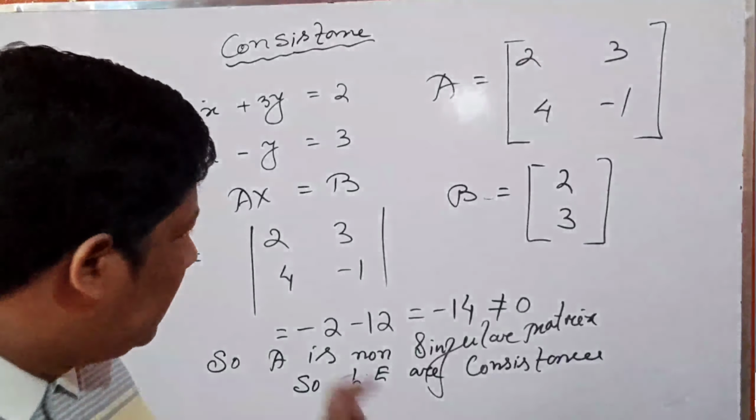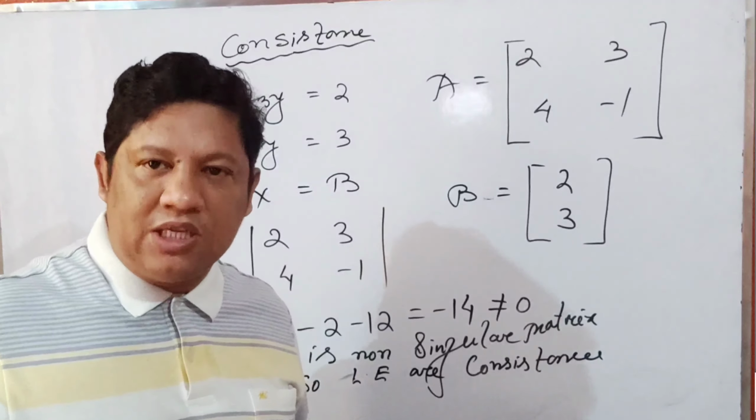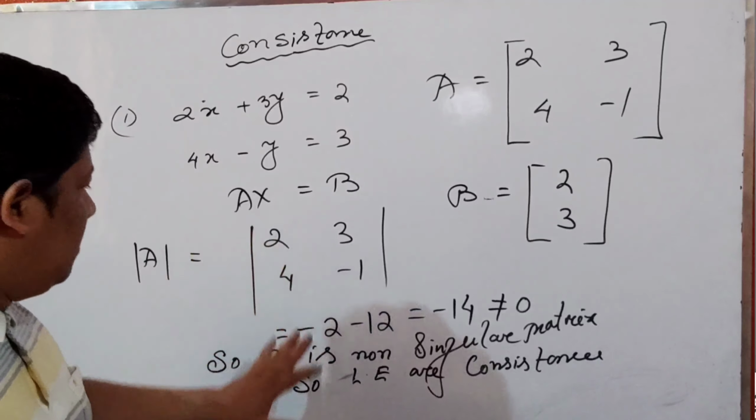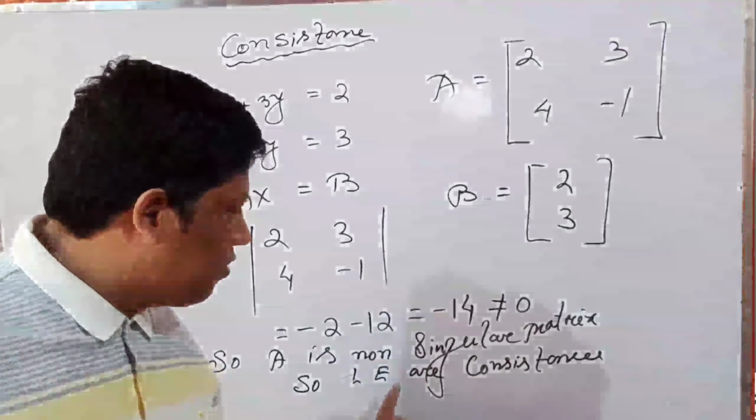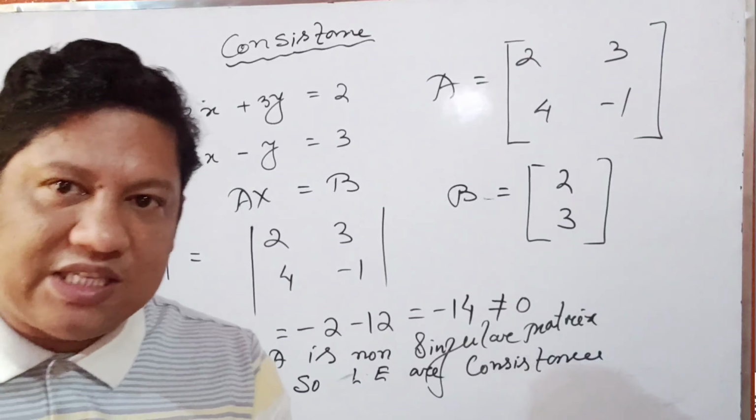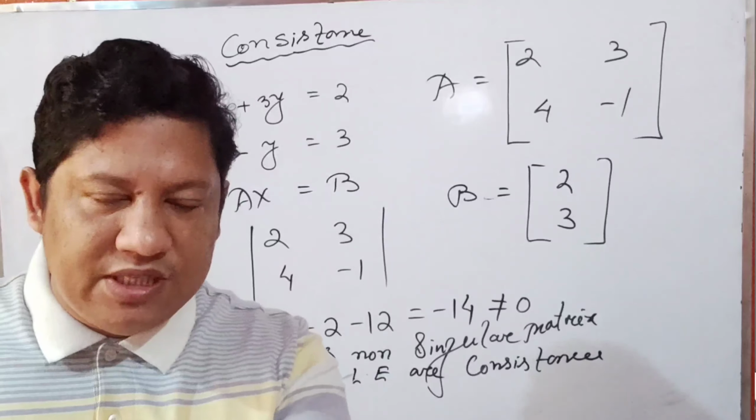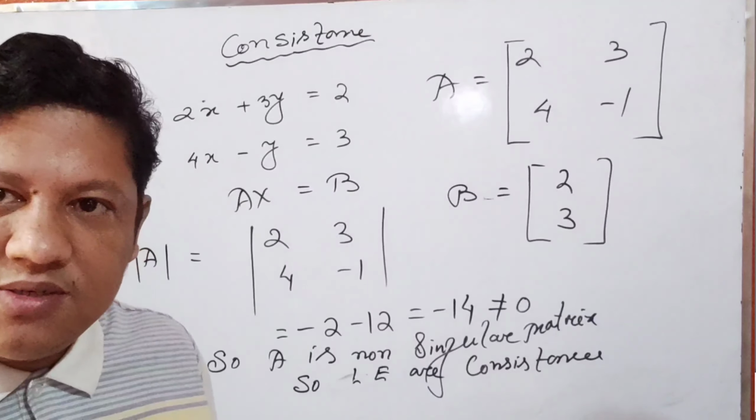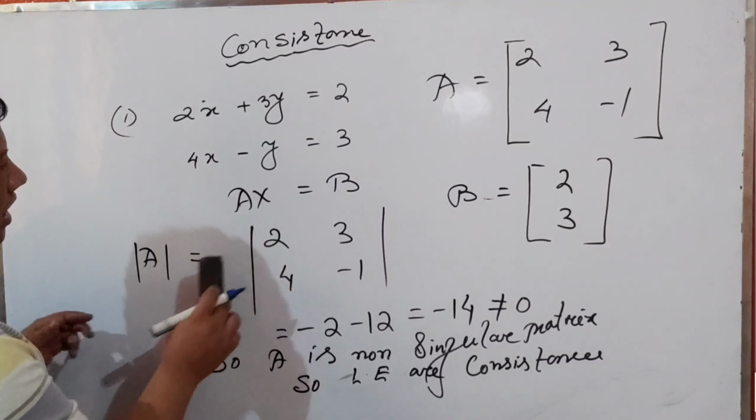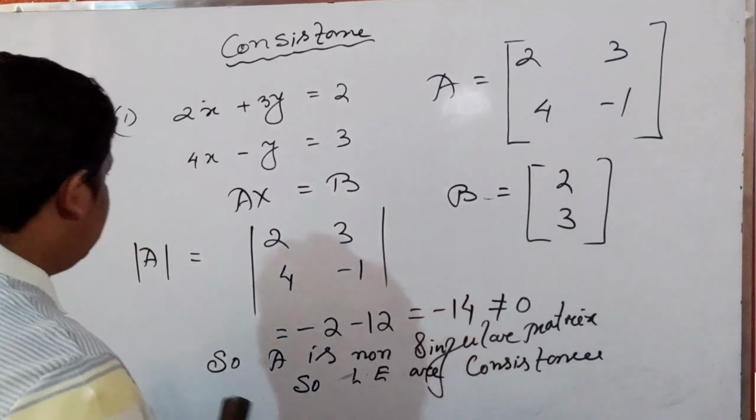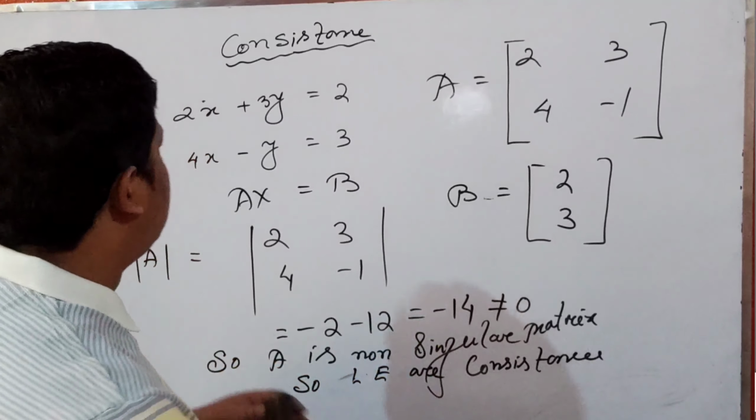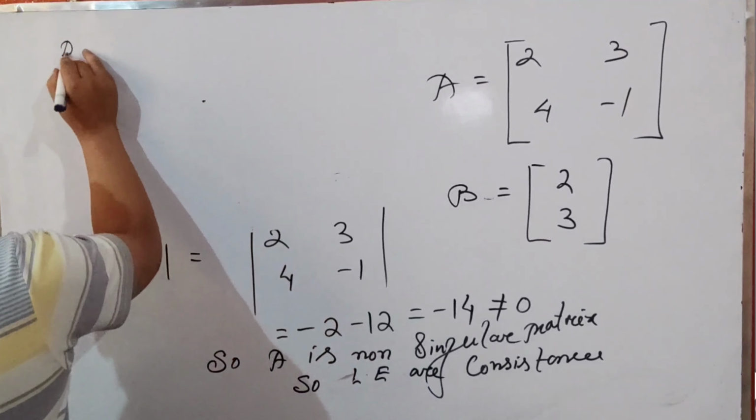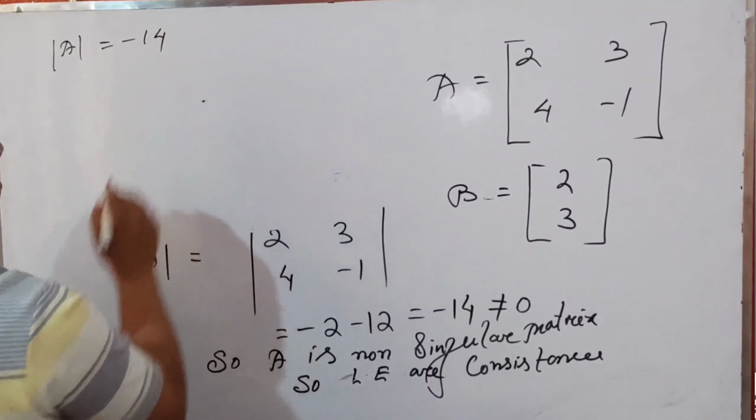Okay, my students. In these cases, you can find the inverse of the matrix. Since it is a non-singular matrix, it is consistent. And in case of consistency, you have to find the solution. That means you have to find the values of x and y, and that is called the solution. So my students, look here. I get the determinant minus 14. So I get determinant of A equal to minus 14.